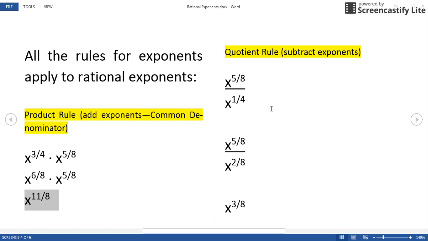The quotient rule says that when we are dividing two things, we subtract the exponents. We'll again need a common denominator to do that. X to the 5/8 divided by x to the 1/4. The common denominator is 8. Let's change 1/4 into 8ths, which would be 2/8. Now, since they've got the same denominator, we can keep the base and subtract exponents. 5/8 minus 2/8 gives me 3/8.